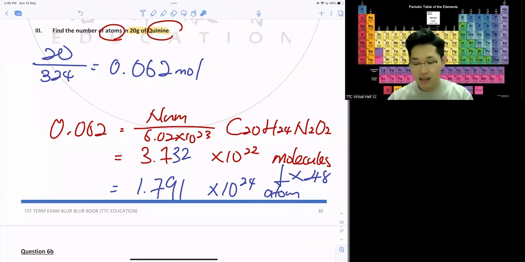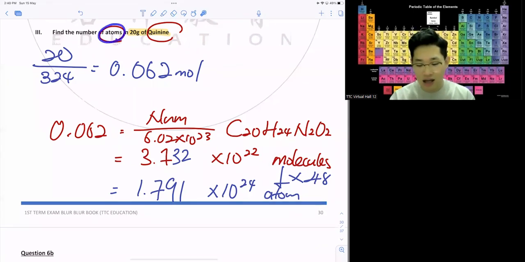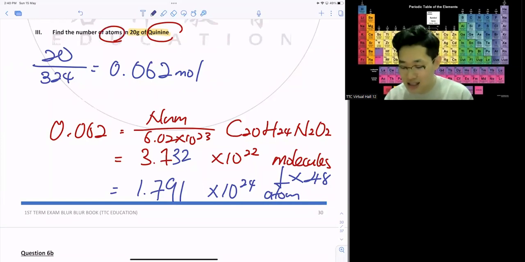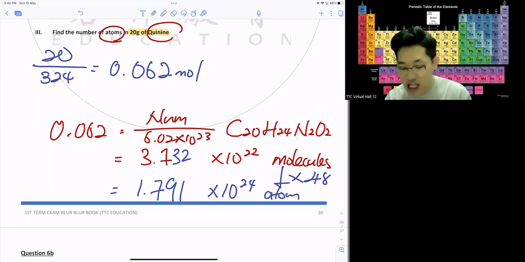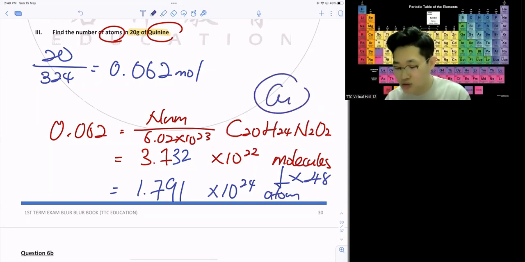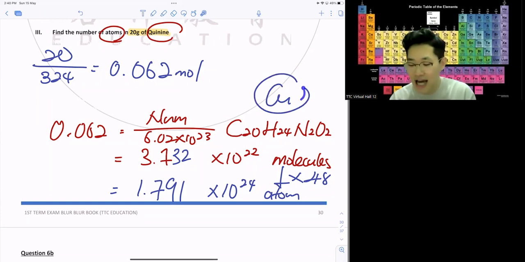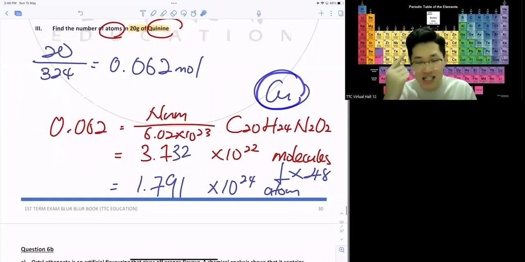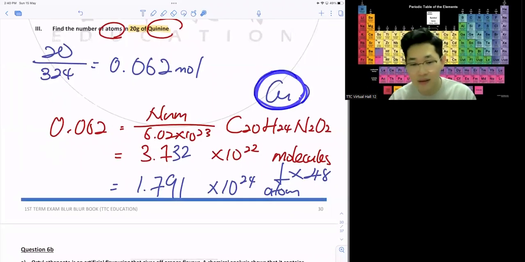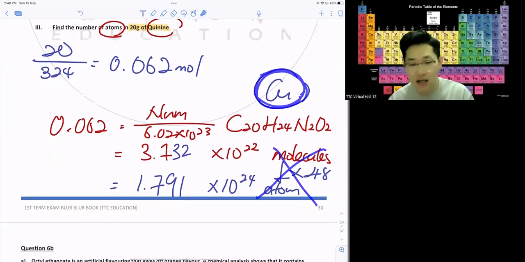But then, okay, nothing. When it is atoms, be careful. If they give you example, the example that they give you is not this one. Let's say I change it to Cu. Cu has how many atoms? Cu is how many atoms? 1, right? So if the substance itself is already an atom, please don't do these steps.